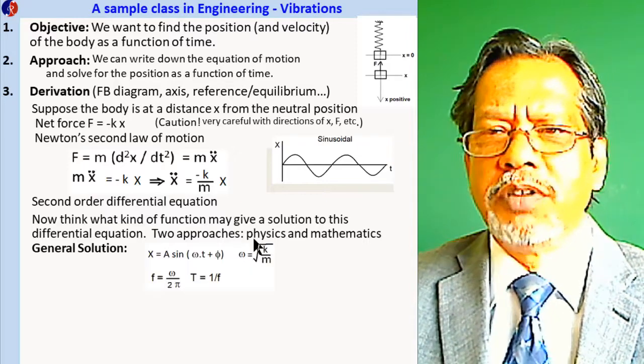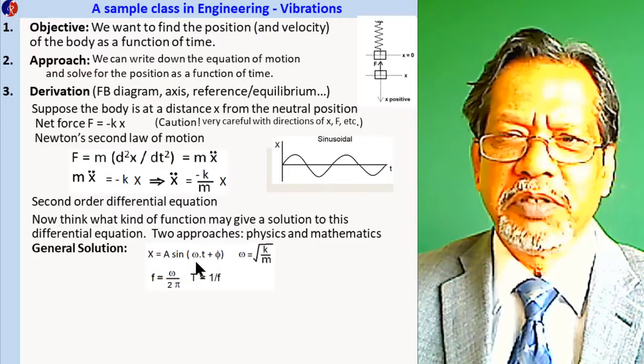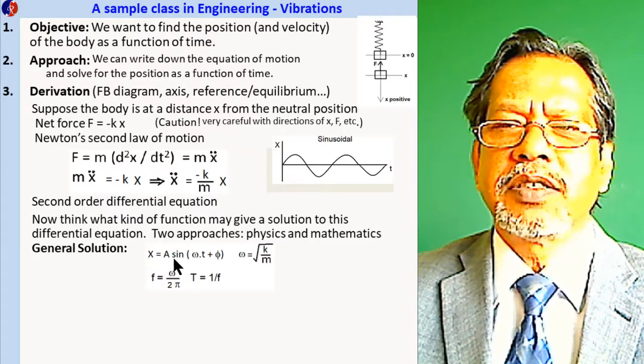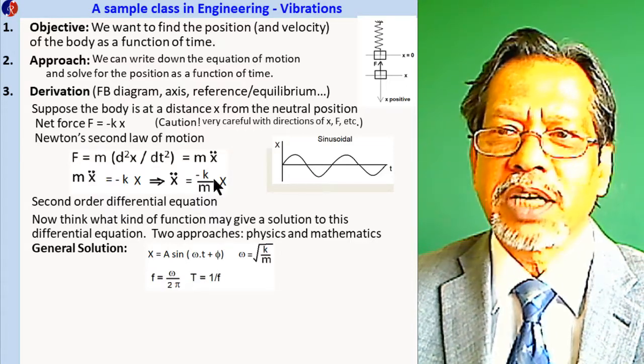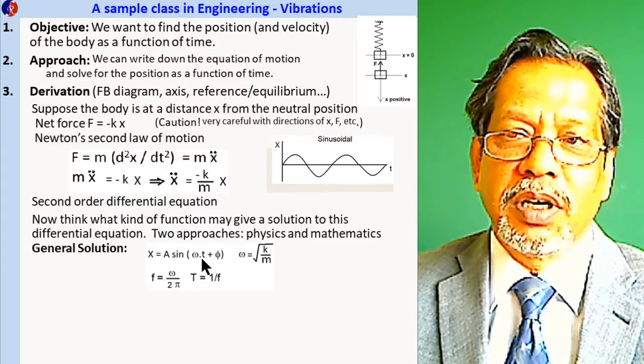Let's try it. Okay. Also, you can derive the formula, how to derive, but I'm giving you the solution right away. x = A sine(omega t + phi). This is a general solution that will satisfy this equation. Okay, it's a sine function of time.